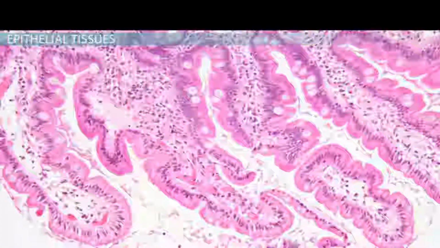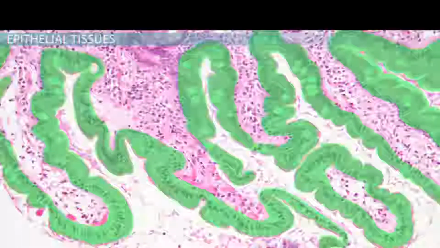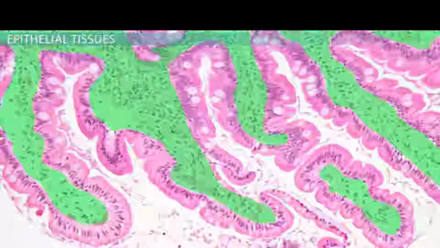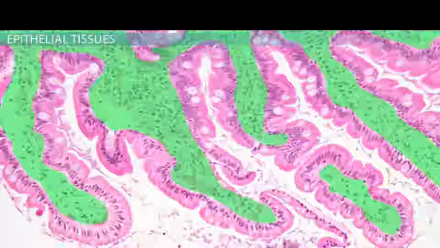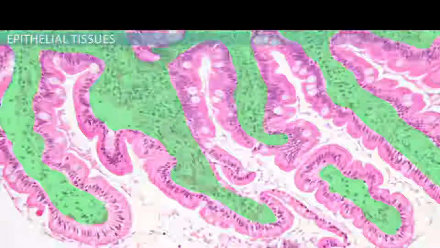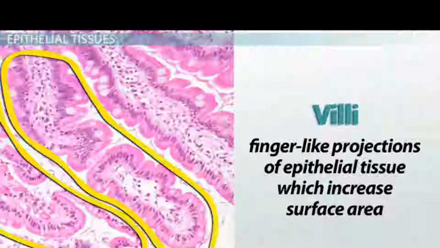You may notice in this picture of the small intestine that we have a well-defined layer of epithelial cells here that sit on a very thin basement membrane that you can barely see here. And underneath you have connective tissue right about here. The epithelial cells come in contact with the contents of the small intestine and are organized into these finger-like structures here. These structures are called villi and are finger-like projections of epithelial tissue which increase surface area.